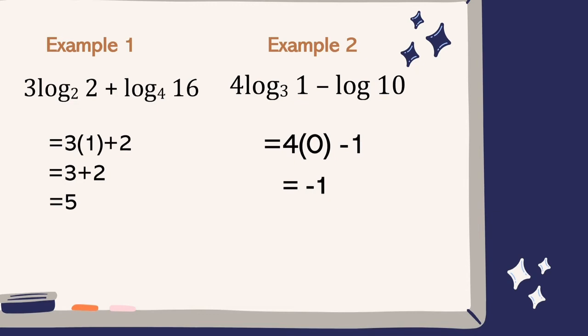For our second example, we have 4 logarithm of 1 to the base of 3 minus logarithm of 10. Like before, let us determine the rules to be applied. Here we have the zero exponent rule and identity rule respectively. Next, we apply the rules. It turns our expression into 4 times 0 minus 1. After that, we simplify. Therefore, our answer is equal to negative 1.